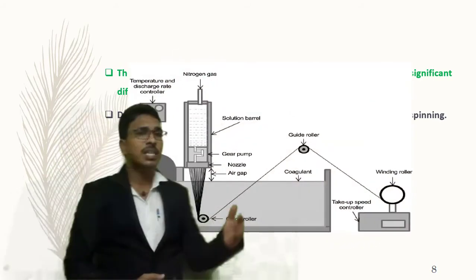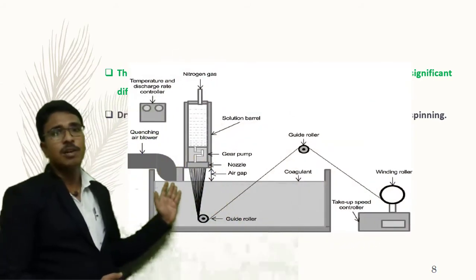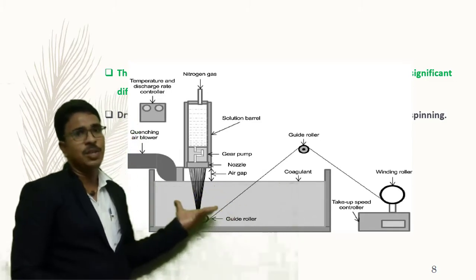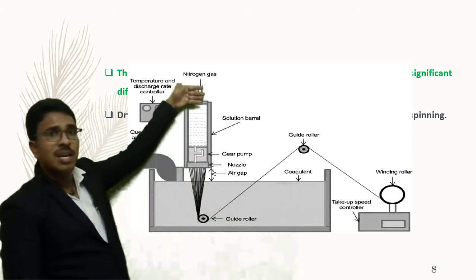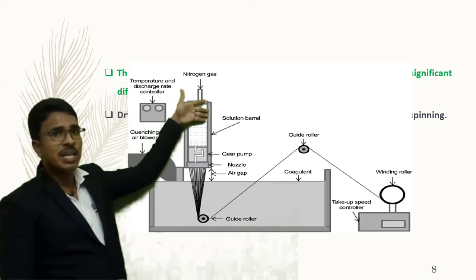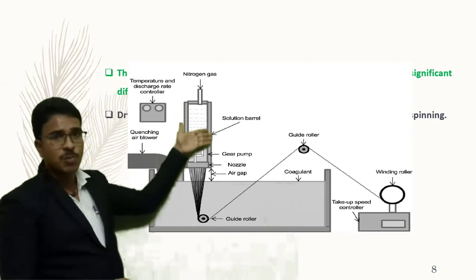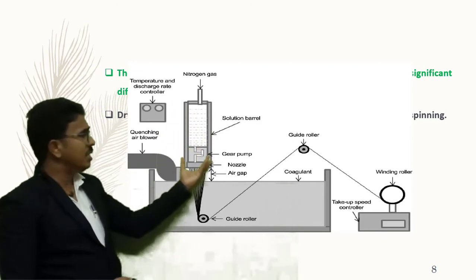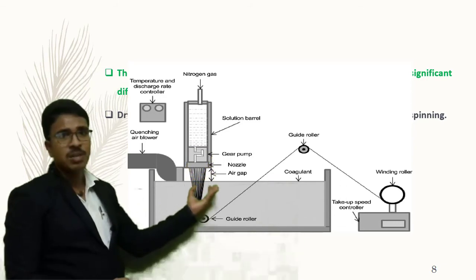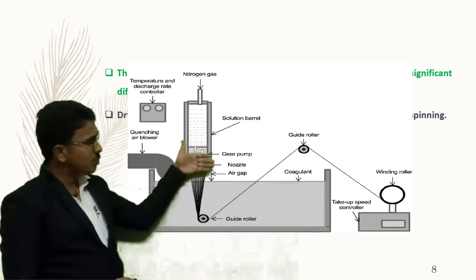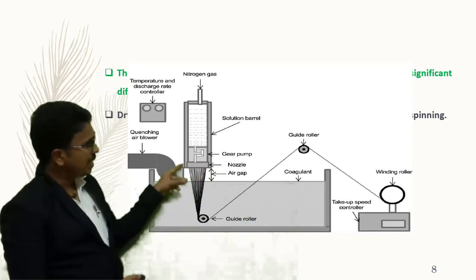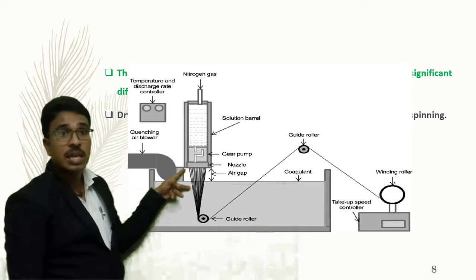Now you can see here the entire setup of the dry jet wet spinning process clearly. This is the nitrogen gas, that is, the nitrogen atmosphere we are maintaining, and this is the polymer solution, and you can see the spinnerets through which the filaments are coming out. The spinneret is not kept inside the coagulation bath, instead we are maintaining a certain air gap.